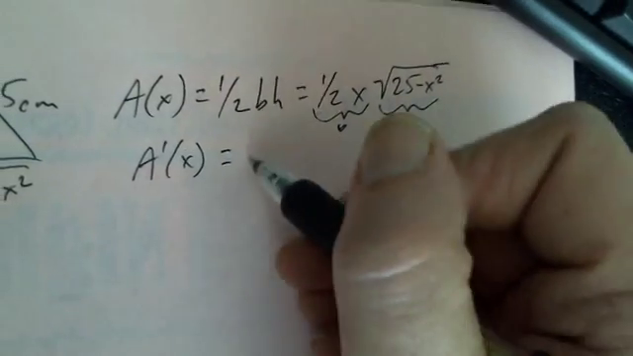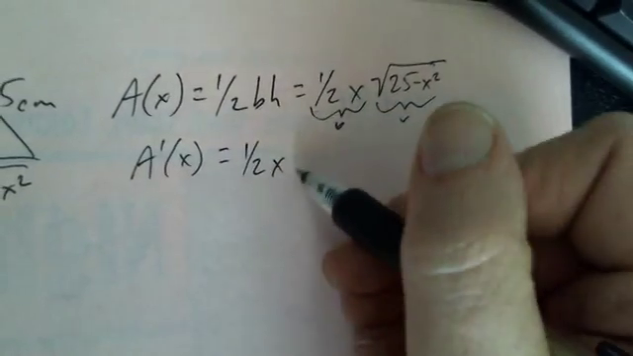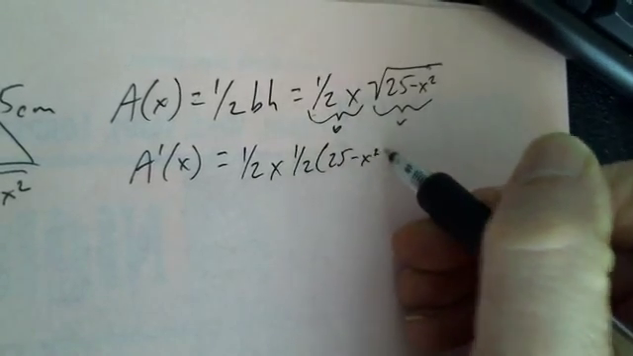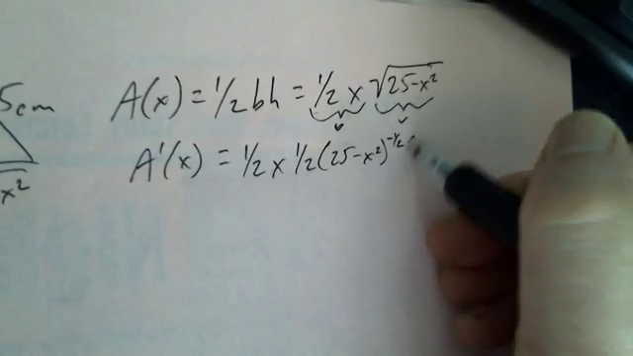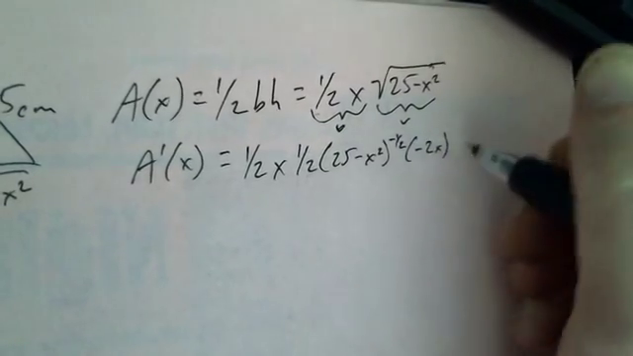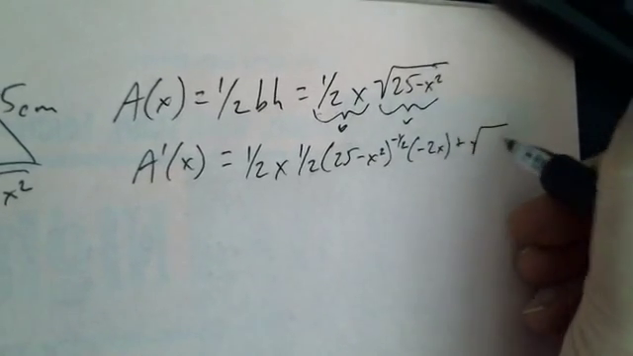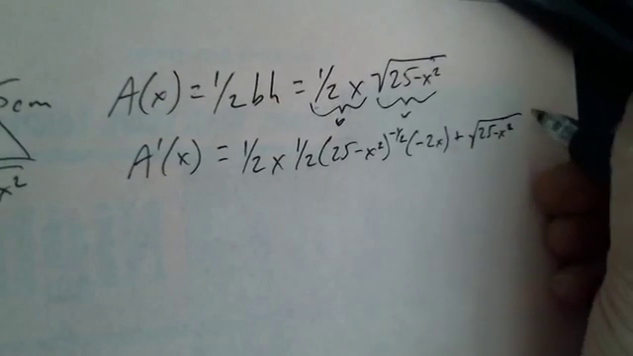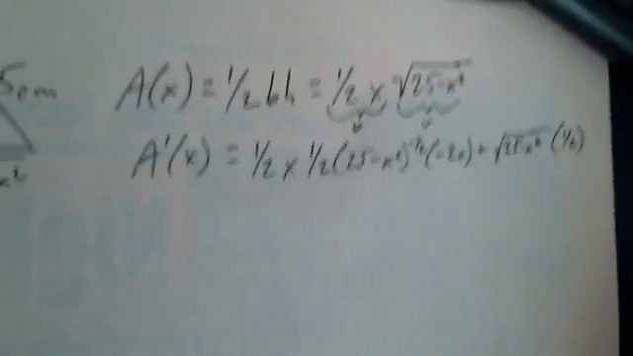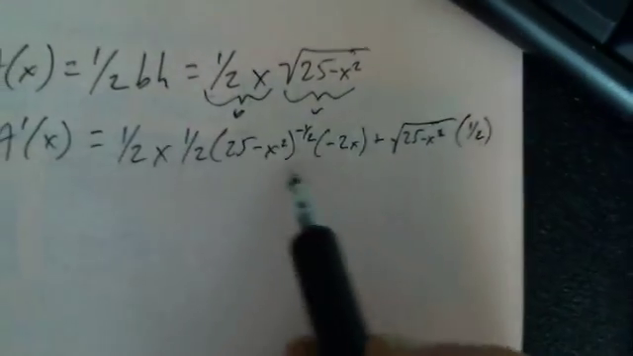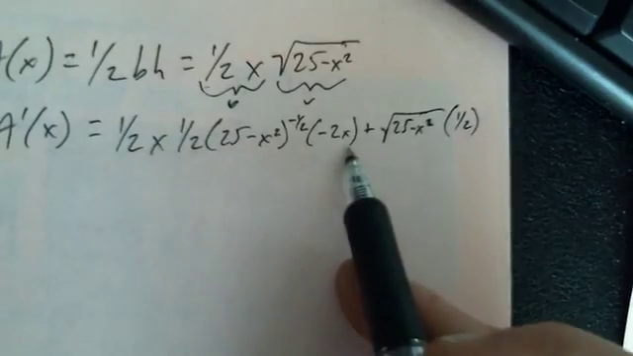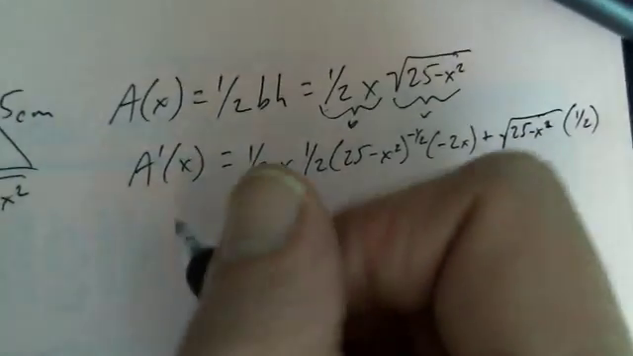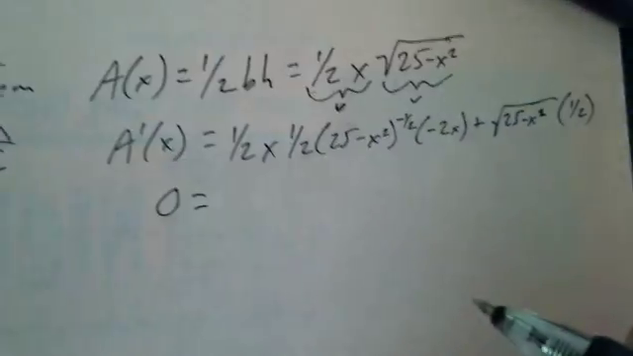Alright, so the first times the derivative of the second, plus the second times the derivative of the first. Alright, the first times the derivative of the second plus the second times the derivative of the first. I'll set this equal to 0 and clean it up some.